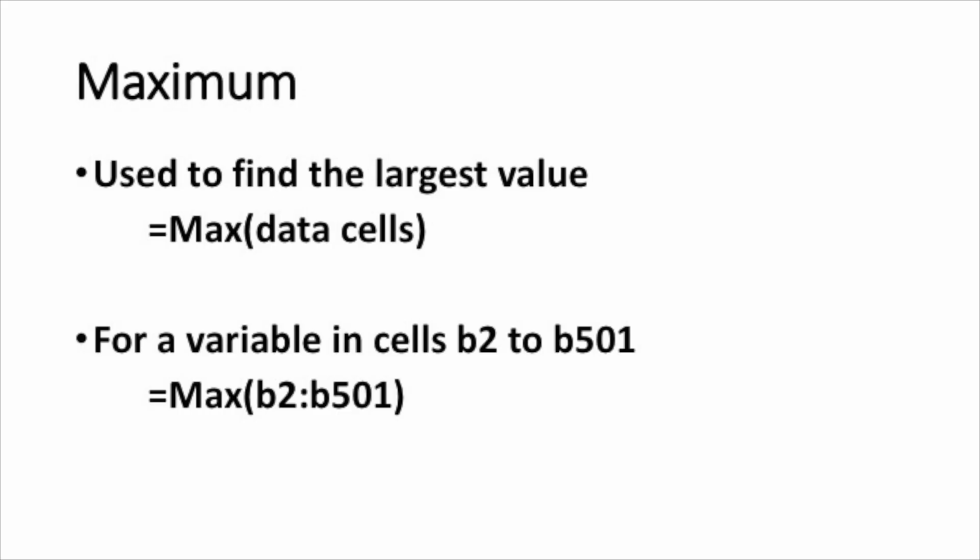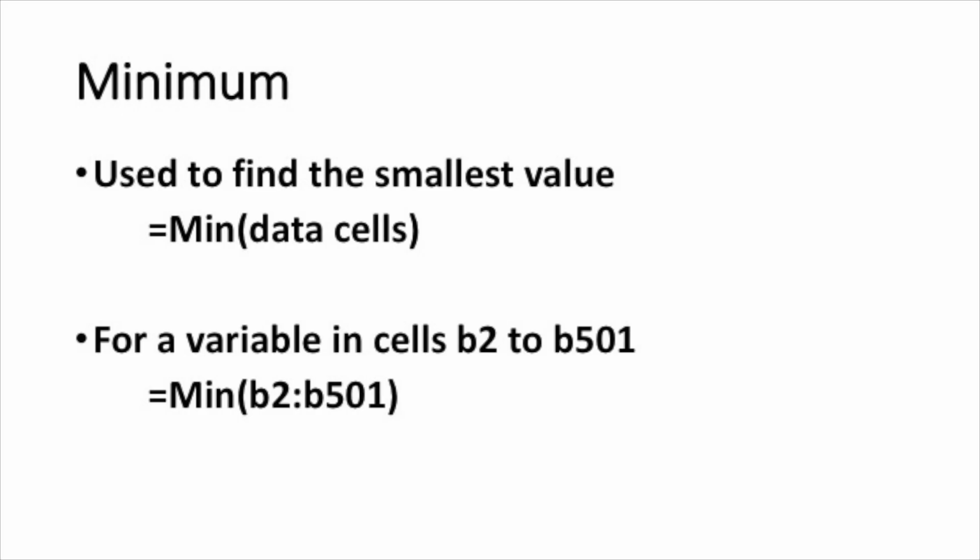To find the maximum, let's say we have data between cells B2 and B501, so we have 500 observations, you would use the formula equals MAX, parenthesis, B2 colon B501, and then you close the parenthesis. Then when you hit enter, it would return the largest value between B2 and B501. If you want to find the minimum value, you use the formula equals MIN, M-I-N, then a parenthesis, B2 colon B501, then you also close the parenthesis.